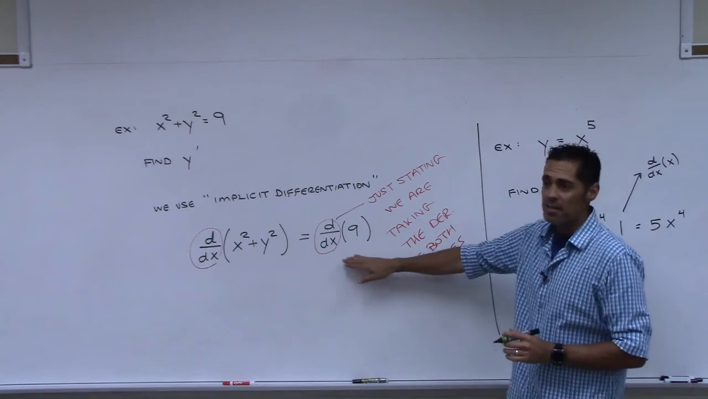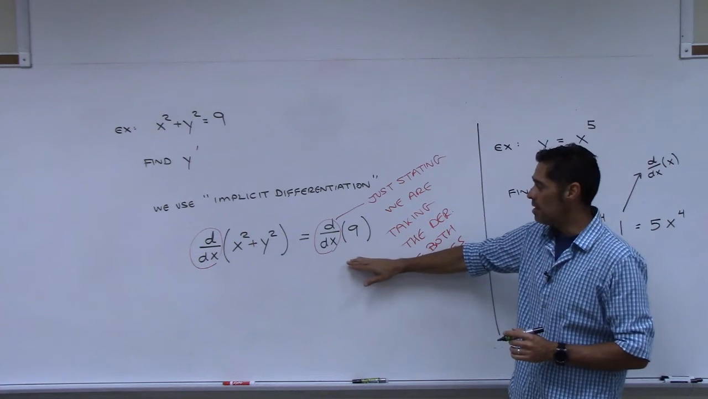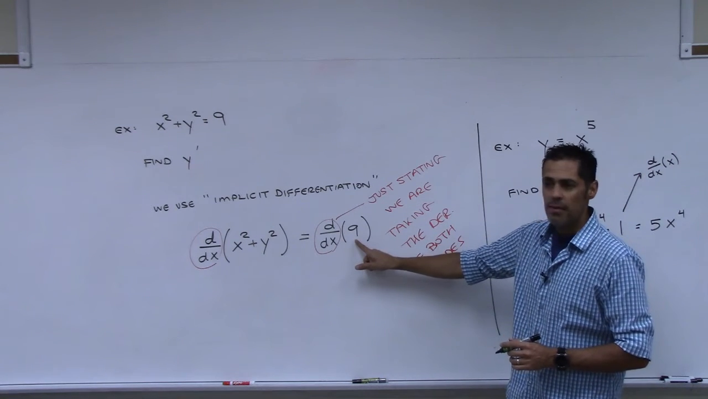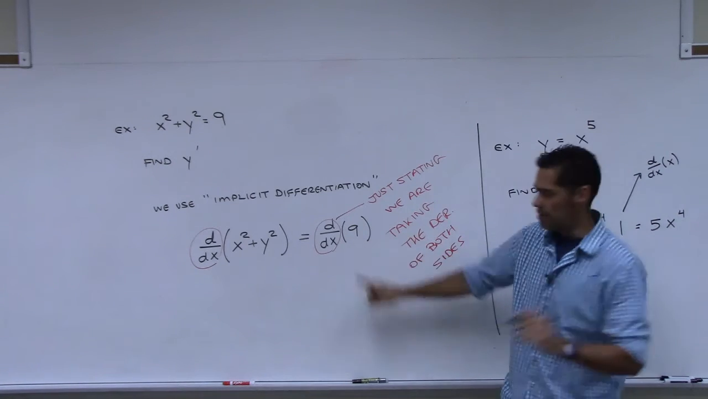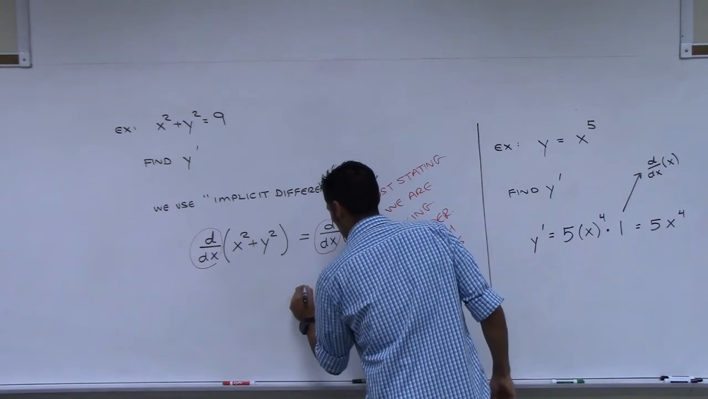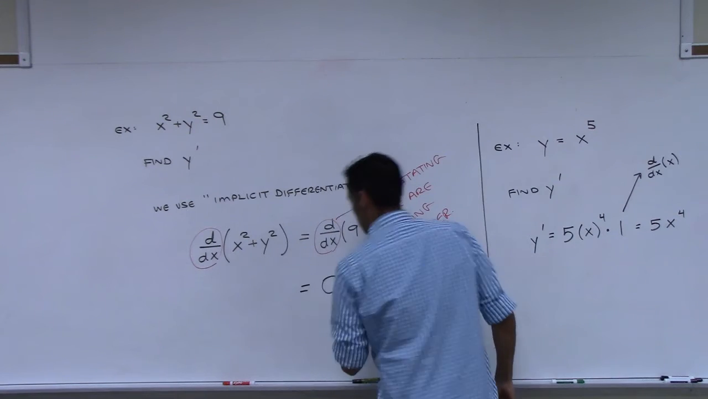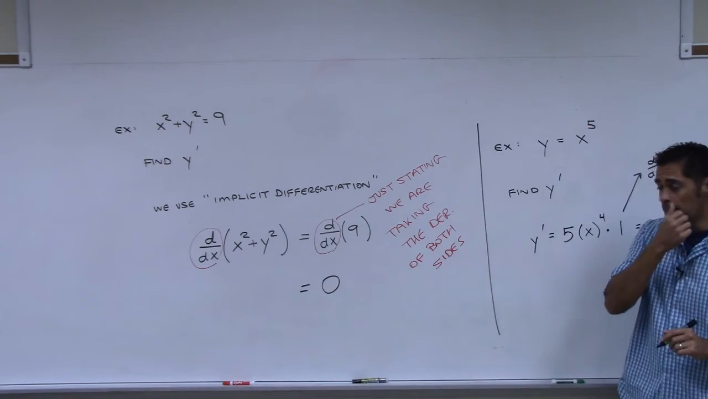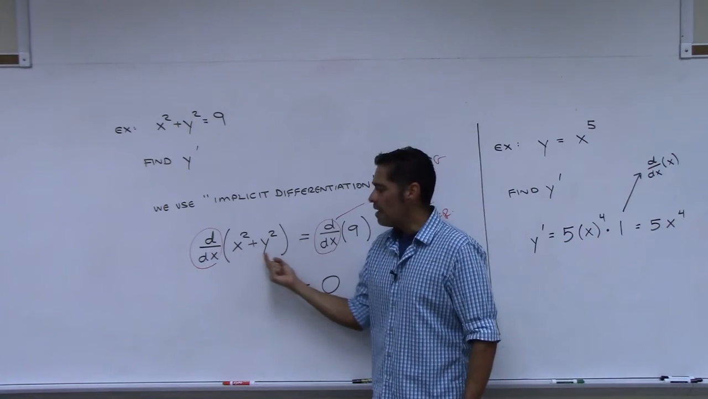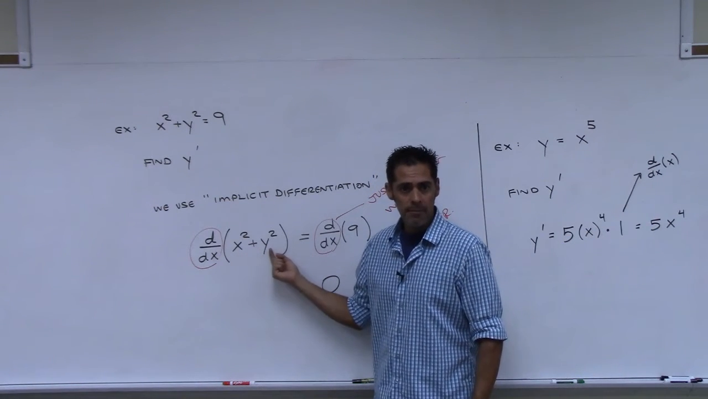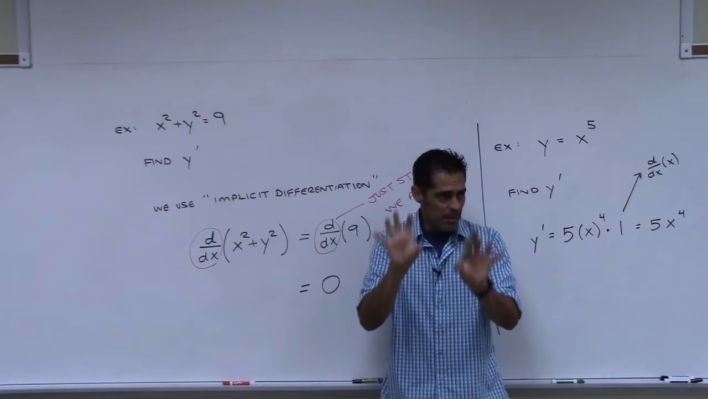Let's start with the right side, because the right side is the easier one. What is the derivative of 9? 0. Because the derivative of a constant is 0. That's always the case. So do you agree that I can write equals 0? Yes? We good? Okay. Now, on the left side, I have two things being added together, don't I? When we have addition, we can do them separately, can't we?